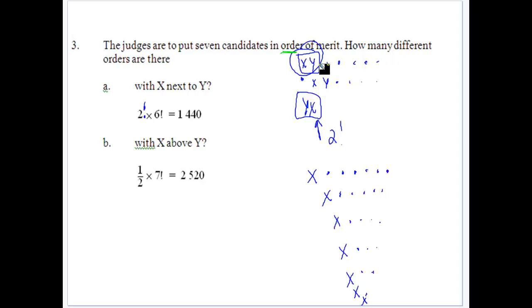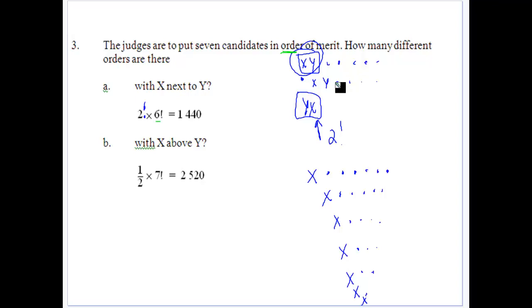So anyway, if we consider it as one unit, then we'd have 1, 2, 3, 4, 5, 6 units altogether, and they can be lined up with those other people in six factorial ways. Because there's 6 factorial ways that they could be. They could be in the first one. There's 6 to choose in the first spot, 5 to choose in the second, 4 in the third, and so on down to 1.